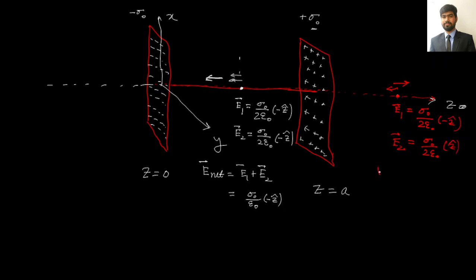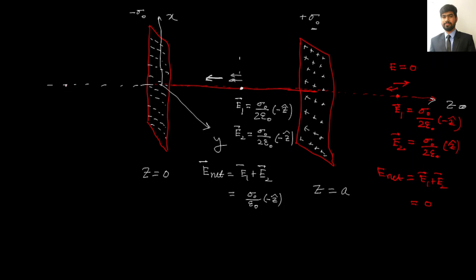Now to calculate the net electric field, we again take the vector sum of these two electric fields. In this case the two fields are equal but opposite in direction, so the net electric field will be 0. So outside, on the right side of the second surface, the electric field will be 0.